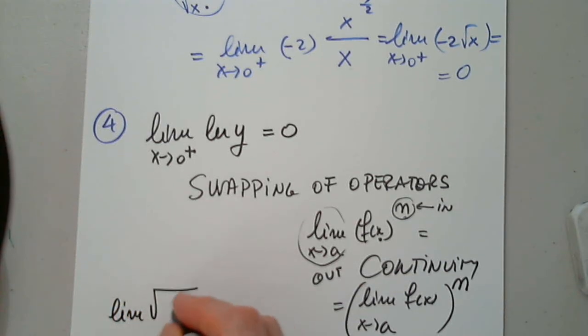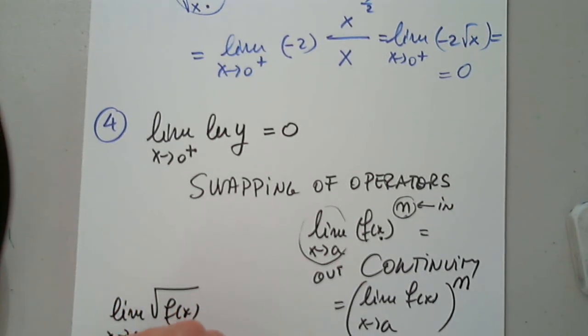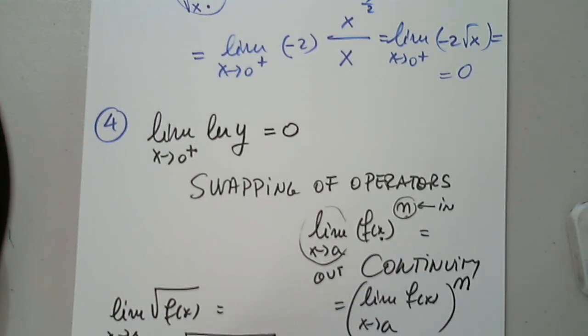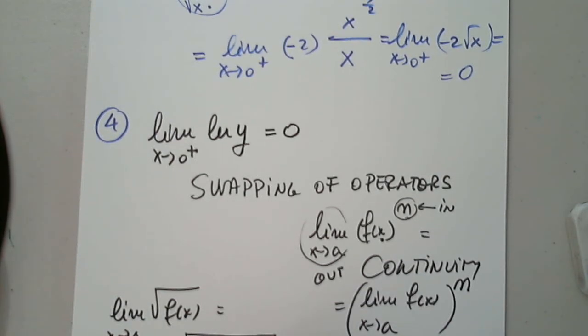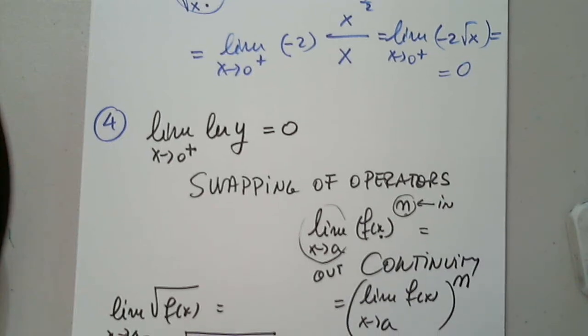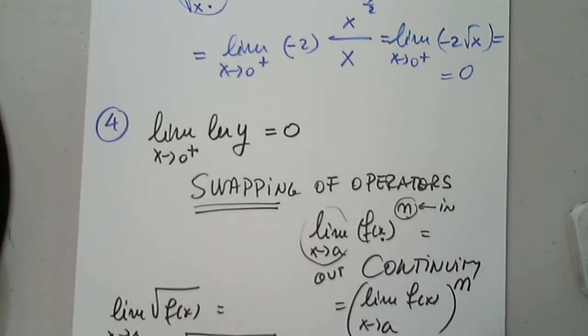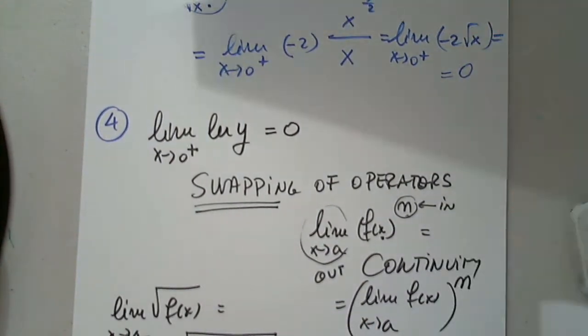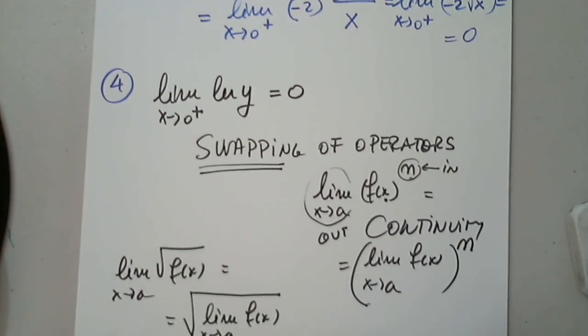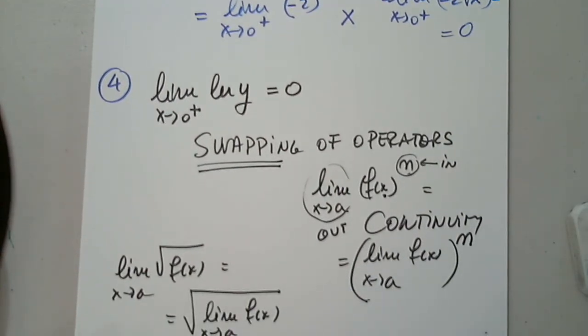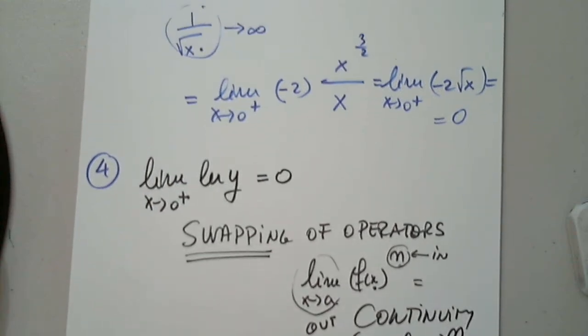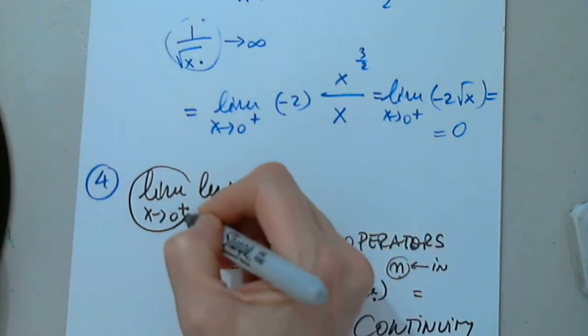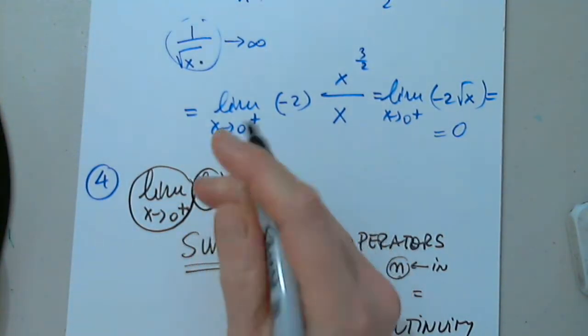So the limit of the square root of f of x as x approaches a can be calculated as the square root of the limit of f of x as x approaches a. And this is swapping operators. This is what I need to do right now. I need to swap the operators. What operators? This one with this one.